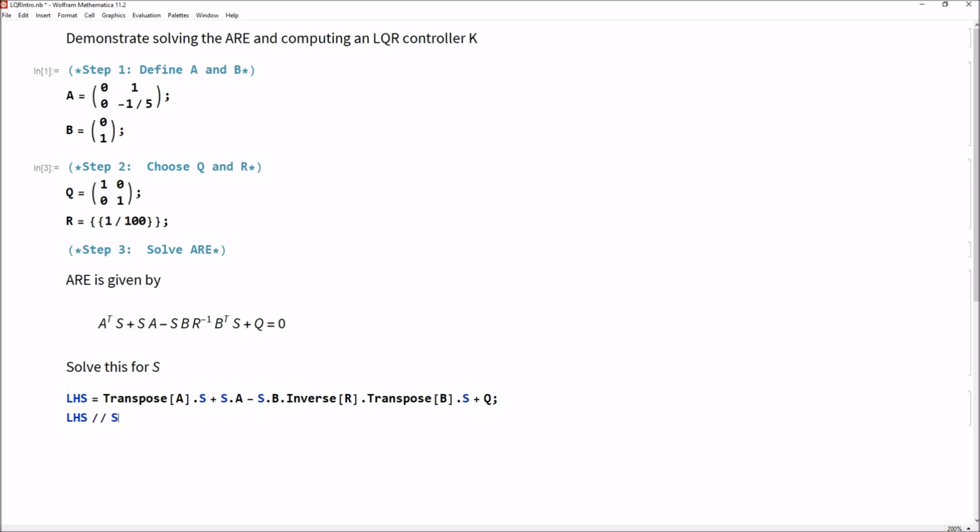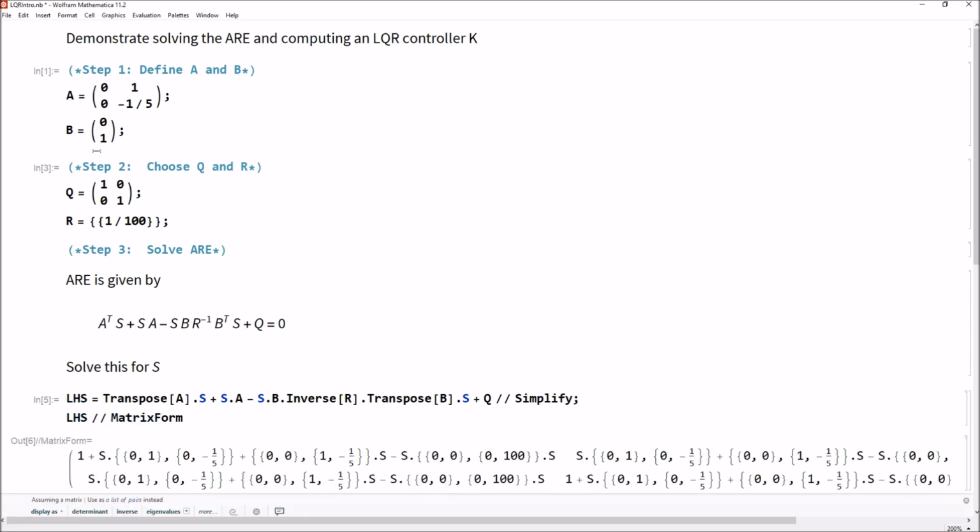And maybe let's just simplify. Let's put the simplify up here. Simplify here, right? And then let's look at this thing in matrix form just to get an idea of this. So, wait a second. Oh, I'm sorry, we should have defined S here, right?